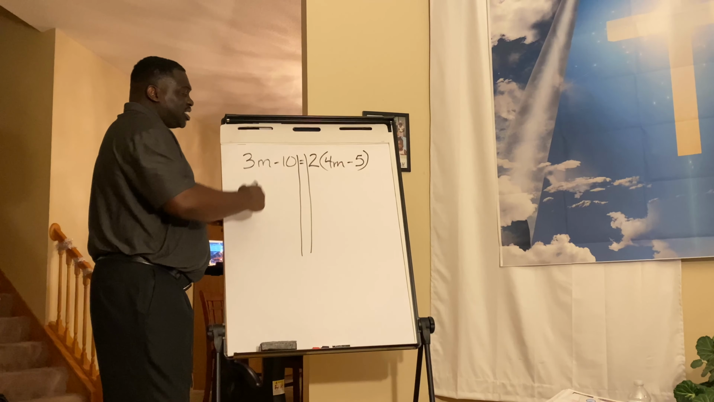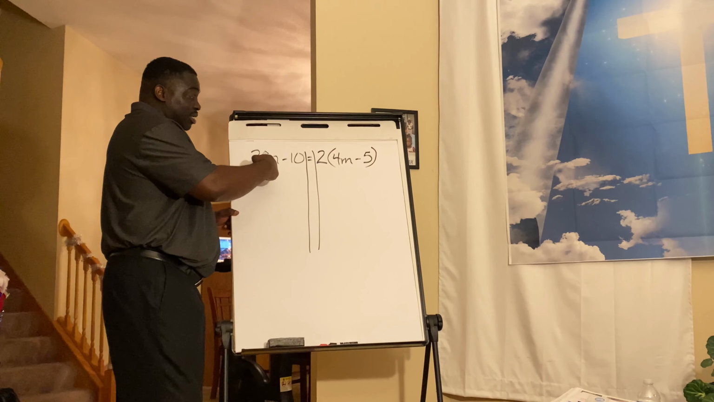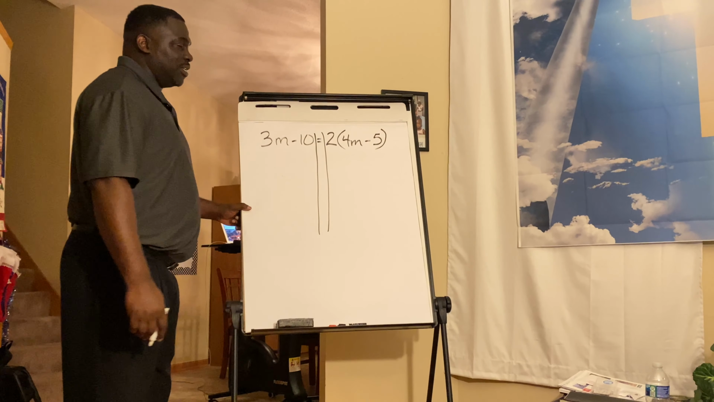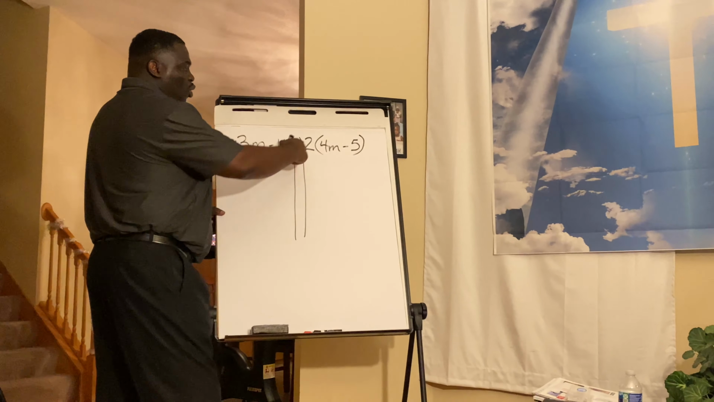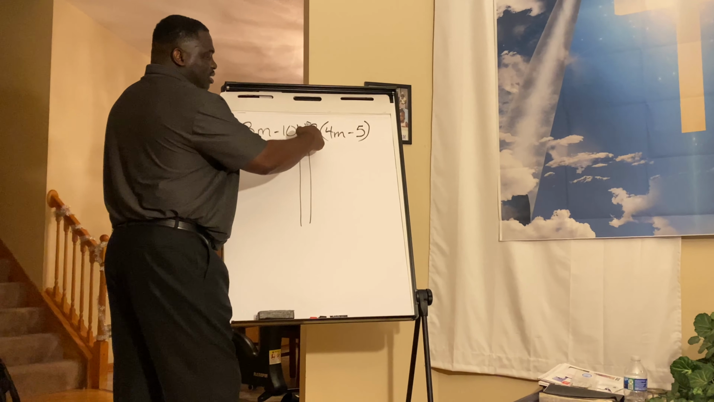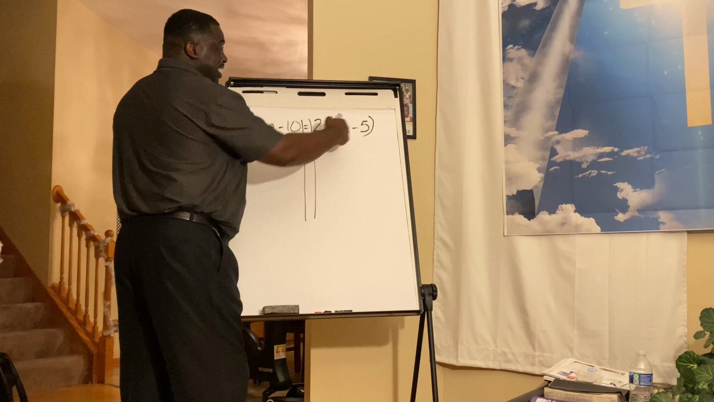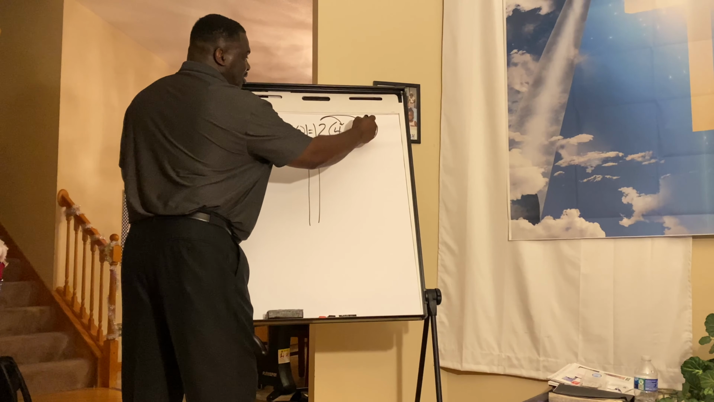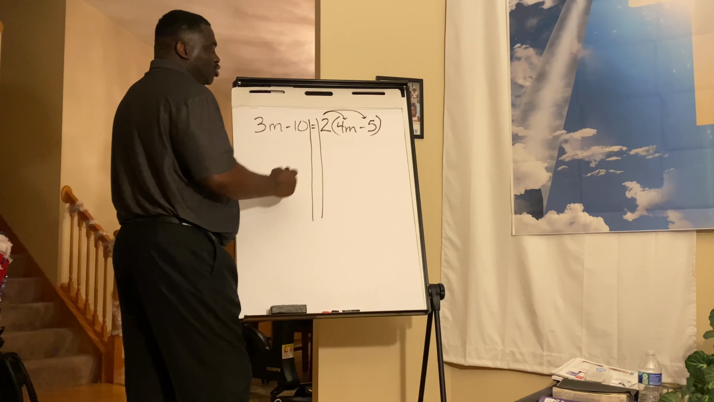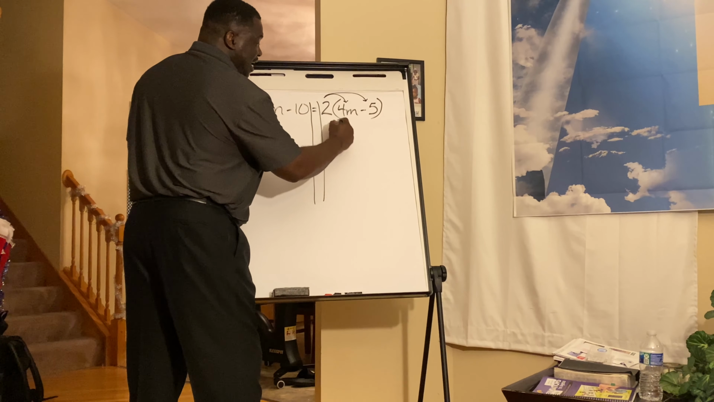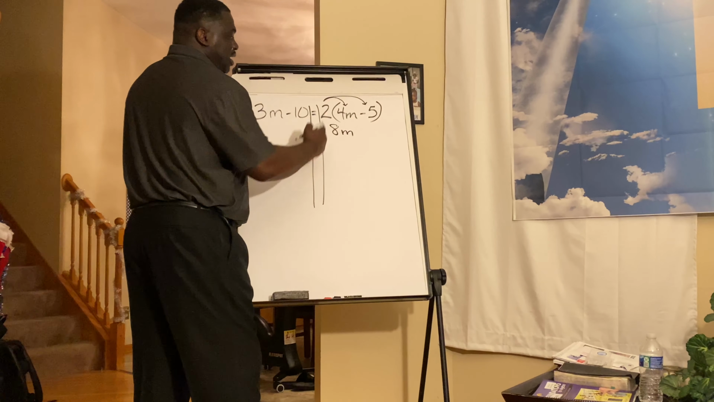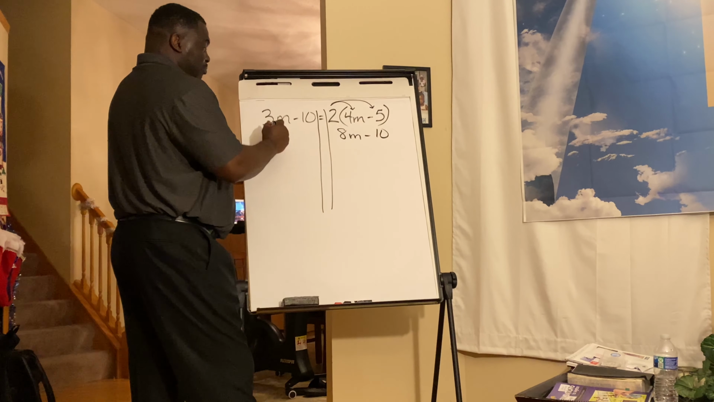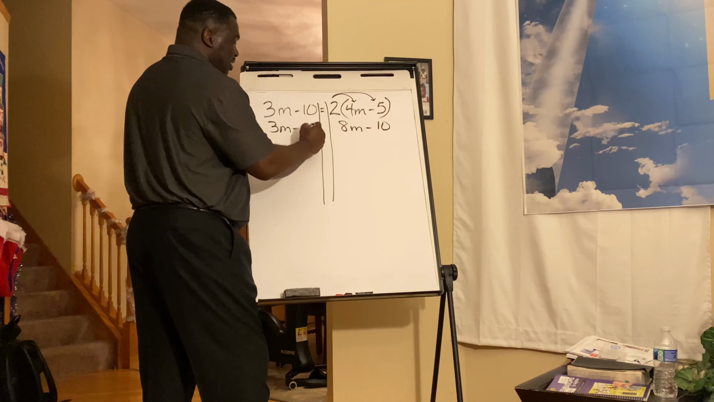We have 3m minus 10, and really this says 3 times m minus 10 equals 2 times 4m minus 5 quantity. All right, so now what we're gonna do here, we're gonna distribute first, which means we're gonna do this 2 times everything on the inside here. So 2 times 4m and 2 times negative 5. So doing that side, we have 2 times 4, which is 8, and we have our m there, and then 2 times minus 5, which is 10. Over here, we're just bringing this down, 3m minus 10.